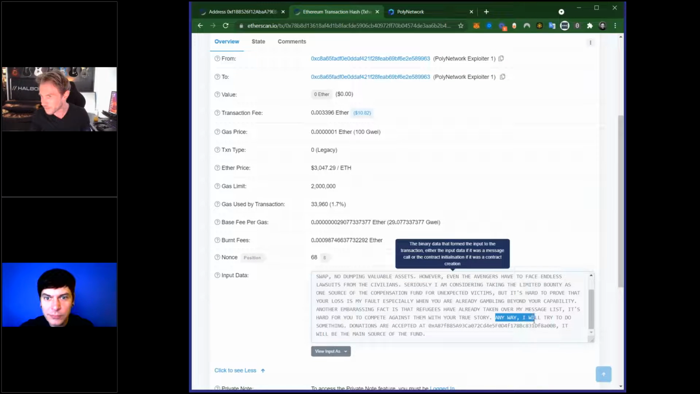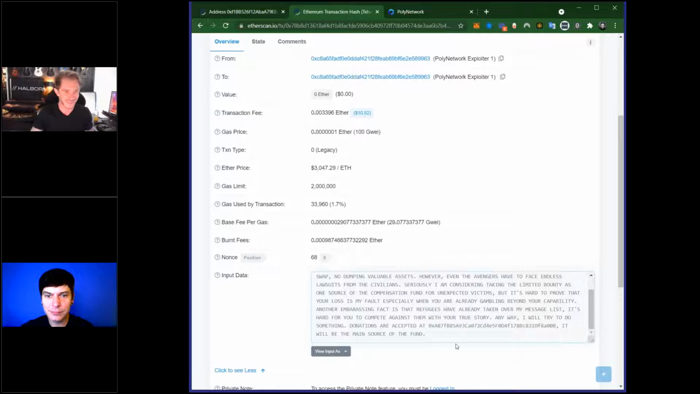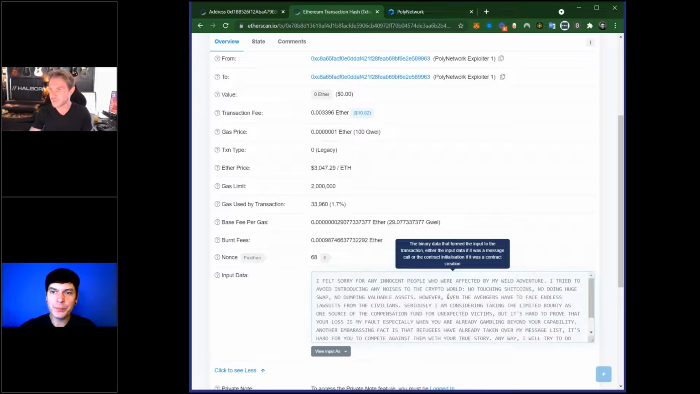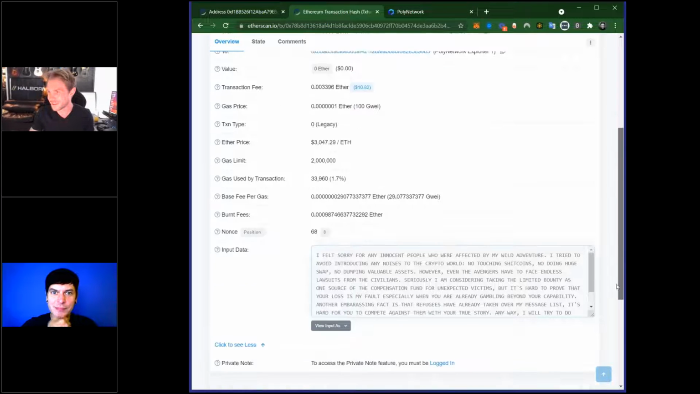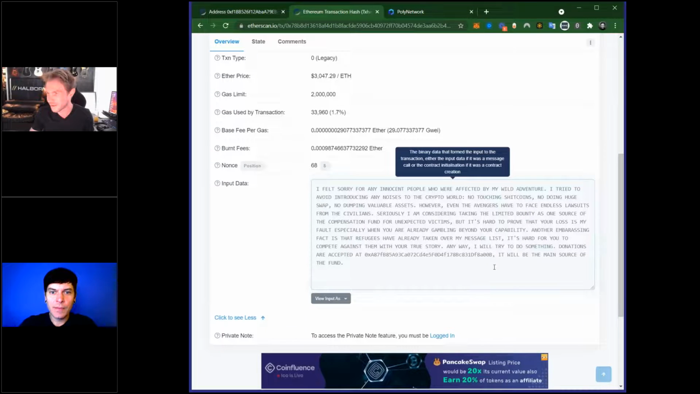So anyway, I will try to do something. Donations are accepted at this address. It will be the main source of funds. So that's what he's asking for, donations for not touching shit coins, doing headstones, no dumping valuable assets. However, the Avengers have to face endless lawsuits with civilians. Yeah, he's an idealist, or it's some particular character here. Gray hat, white hat. Well, Robin.